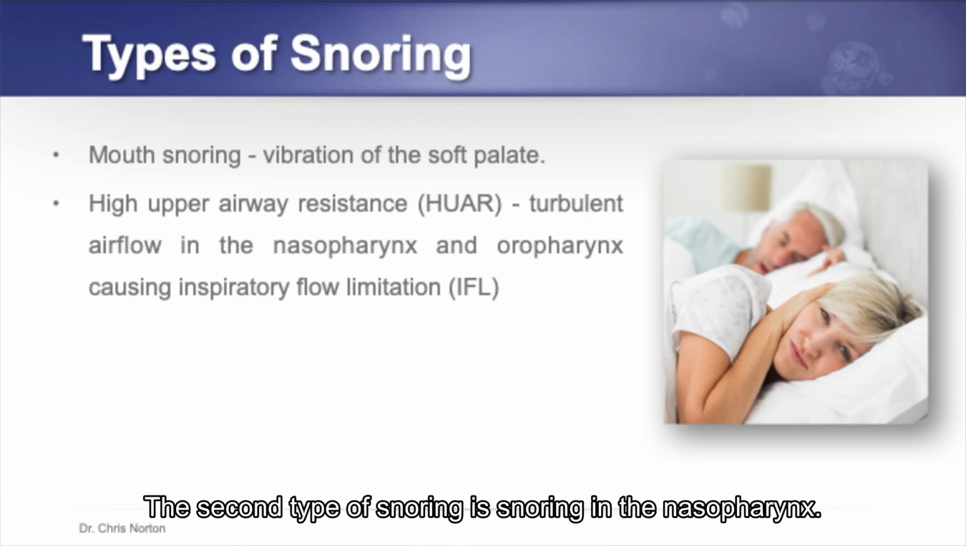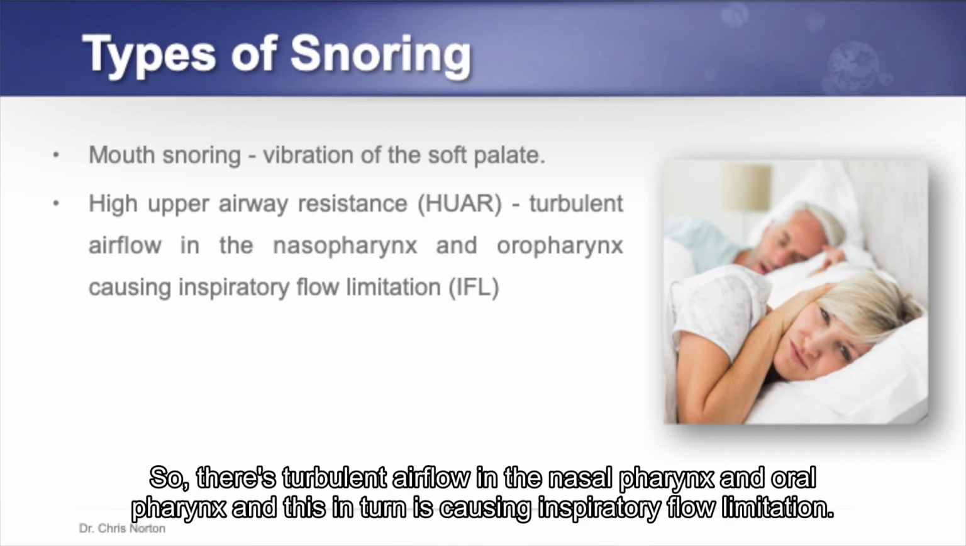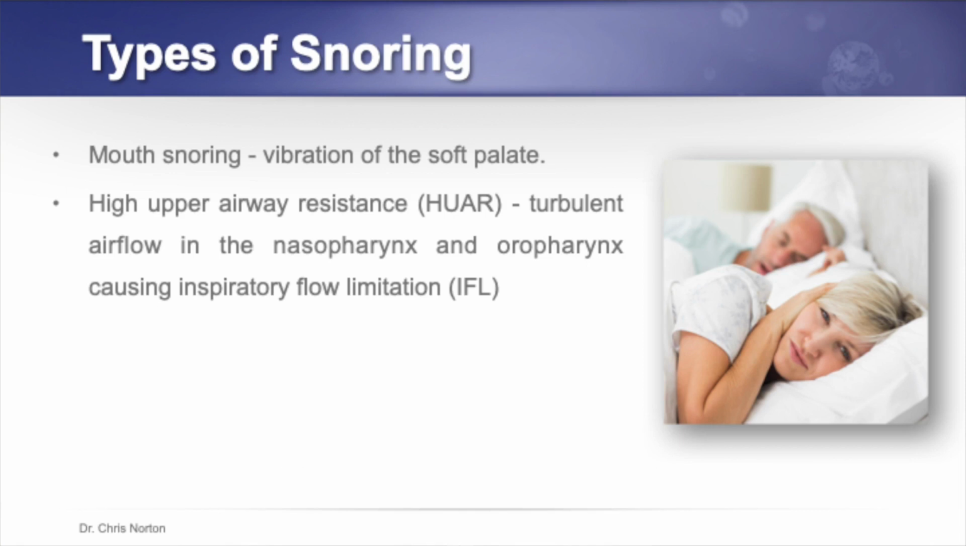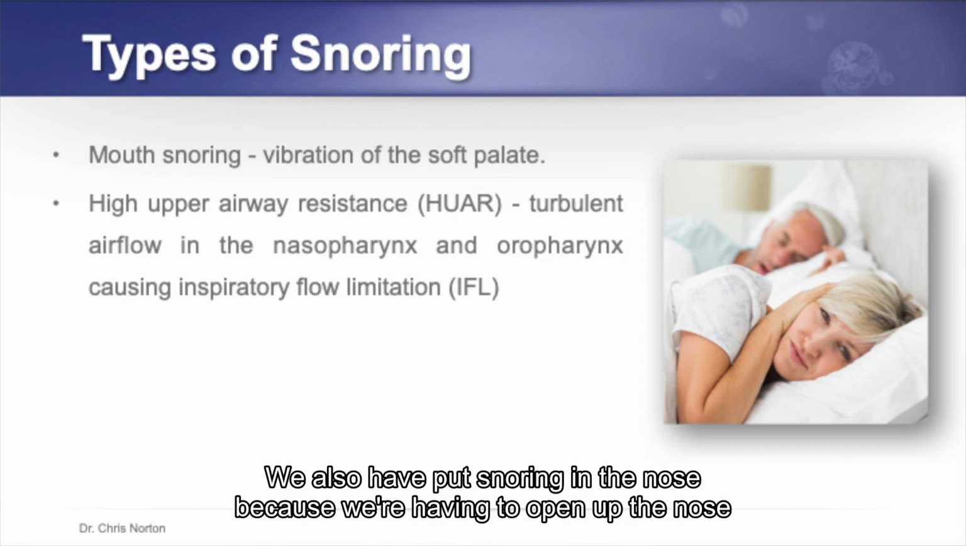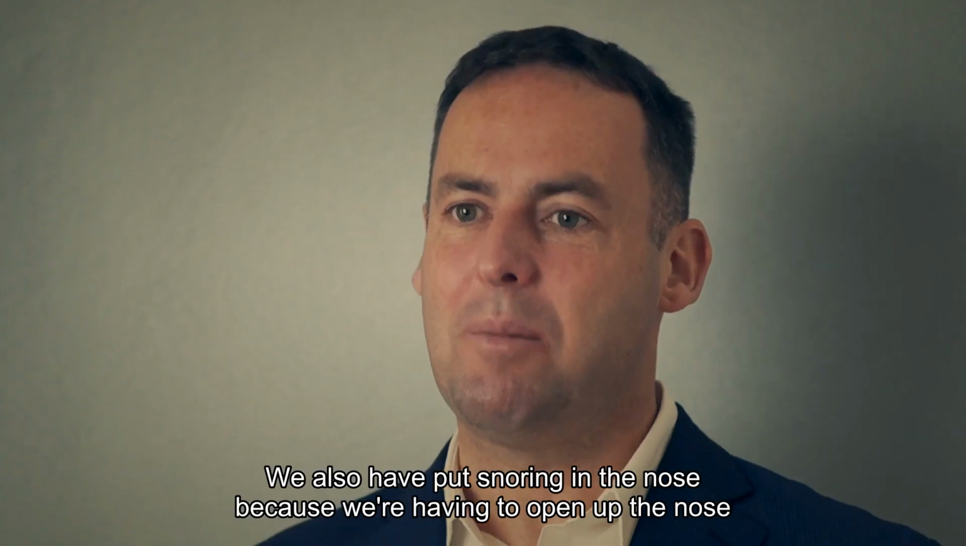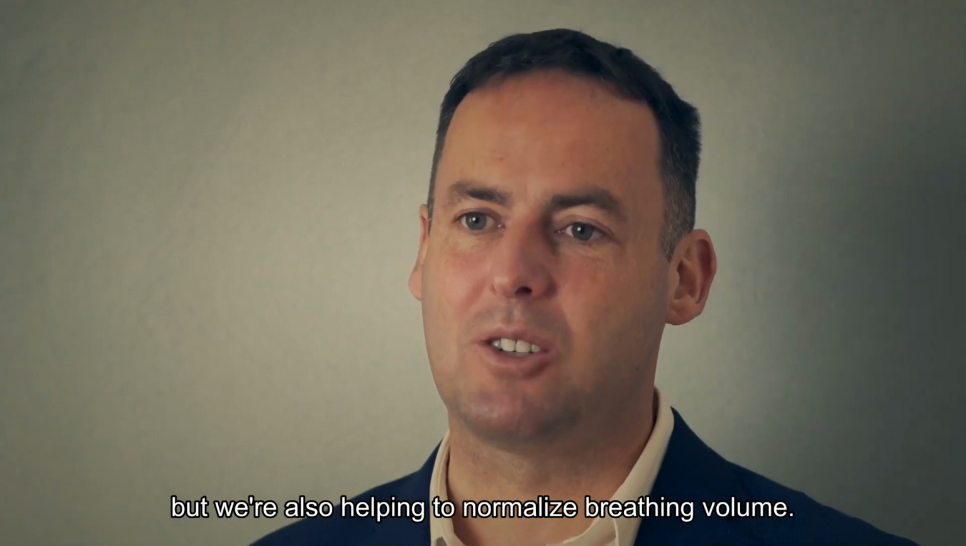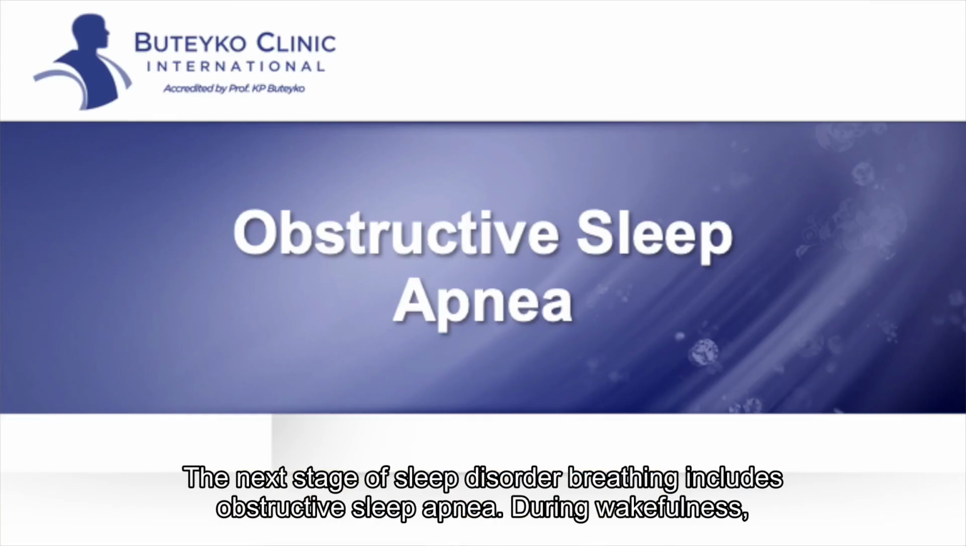The second type of snoring is snoring in the nasopharynx. So there's turbulent airflow in the nasopharynx and oropharynx, and this in turn is causing inspiratory flow limitation. We also help with snoring in the nose, because we're helping to open up the nose, but we're also helping to normalize breathing volume. The next stage of sleep disordered breathing includes obstructive sleep apnea.